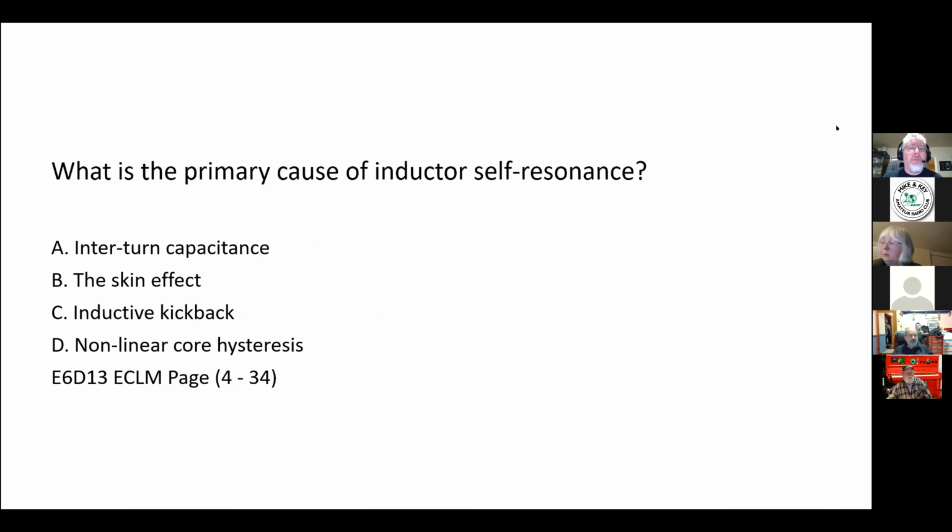What is the primary cause of inductor self-resonance? A, inter-turn capacitance. B, the skin effect. C, inductive kickback. Or D, non-linear core hysteresis. Alpha is correct. The inter-turn capacitance.